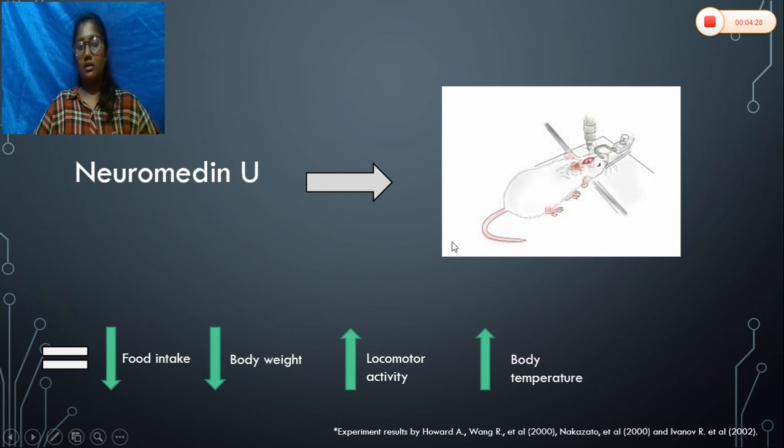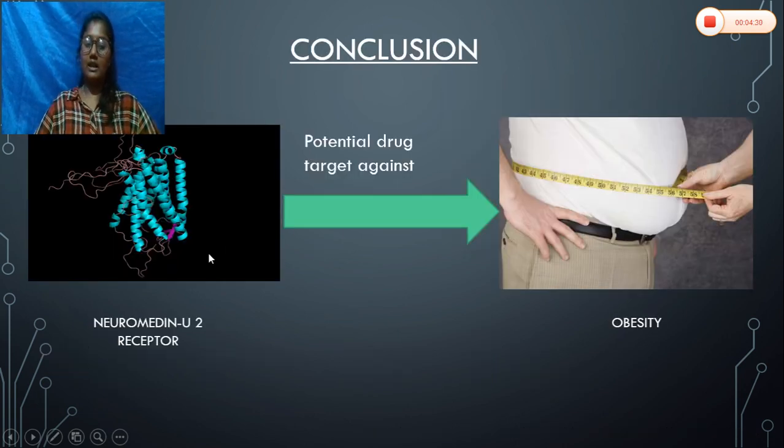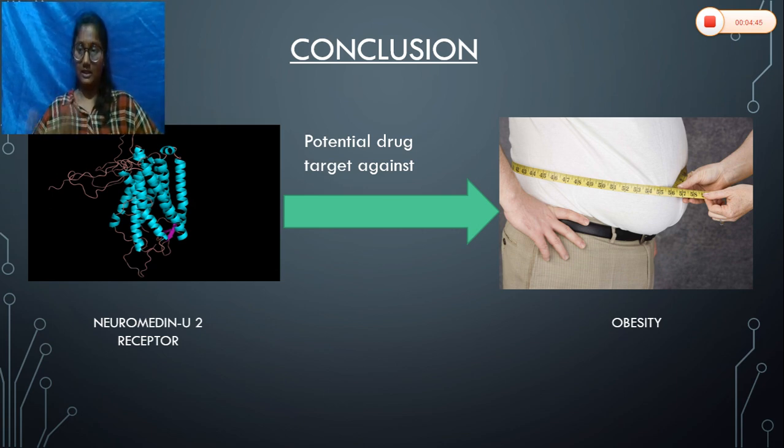So therefore, we conclude by saying that the NMUR2 receptor is a potential drug target against obesity, and we would also like to add that agonists that are specific to the neuromedin U2 receptor could act as potential anti-obesity drugs.